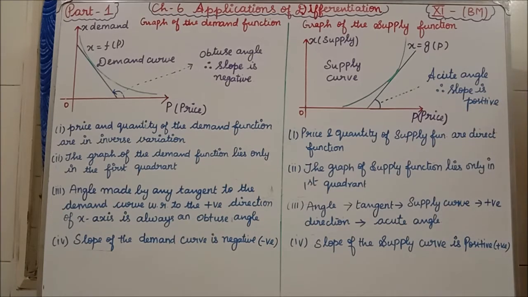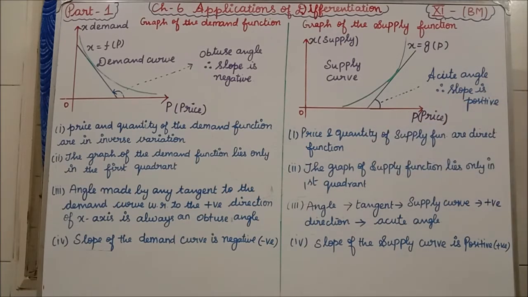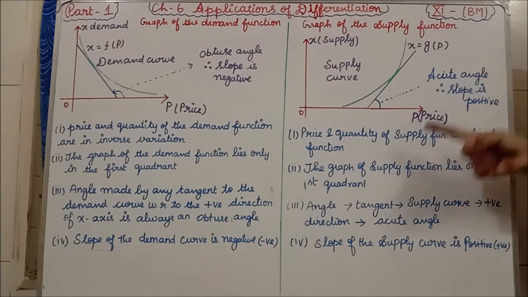Direct function means if the price is increased, then the supply will also be increased. If the supply is increased, then the price will also be increased. Both will be the same: increase, increase; decrease, decrease. So we say it is a direct function. Clear? See the second point.